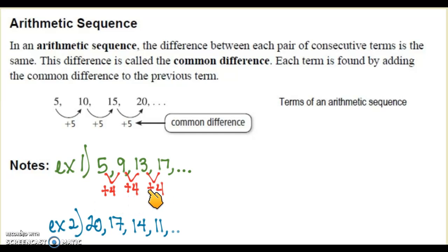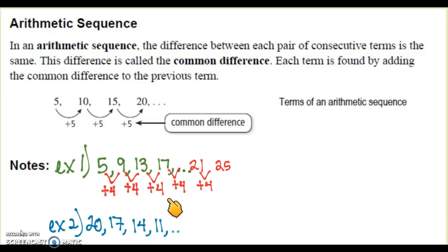And so we can actually continue this pattern to find every single term after 17. So if I were to add 4 a fourth time, then the next term would be 21. And if I were to add 4 again, then the next term after that would be 25.